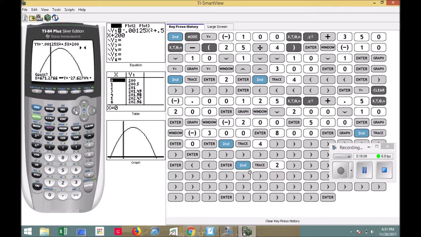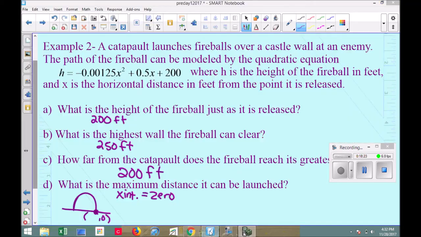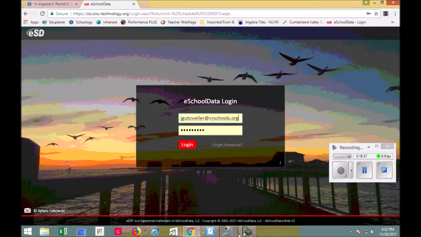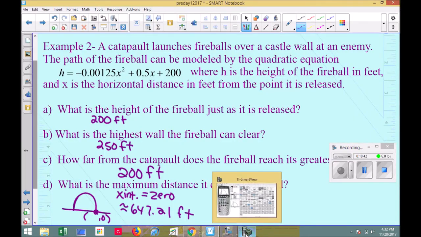Now I'm going to use my left arrow to bring it back up so that it's on, or really close to being on. There we go. The x-axis, and now enter. And it's telling me 647.21 is the x-intercept. So back to my question. 647.21 approximately feet is the maximum distance that it can be launched. So that's my answer for D.